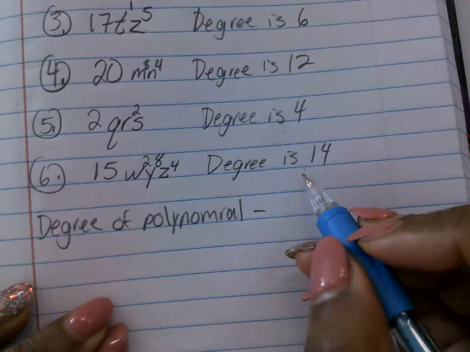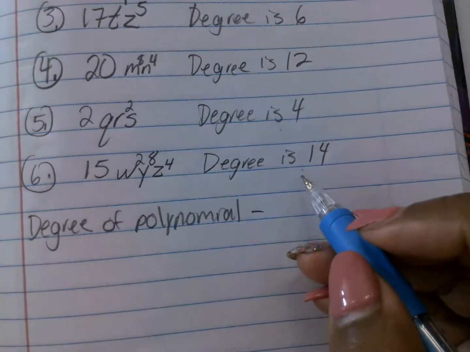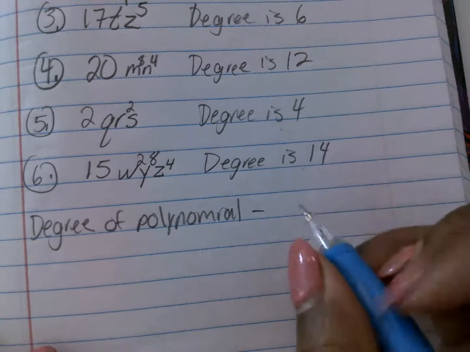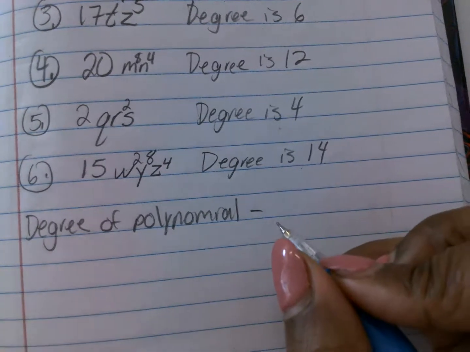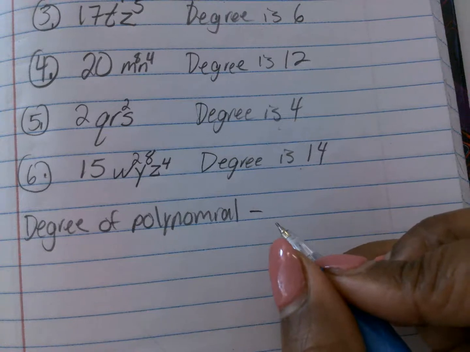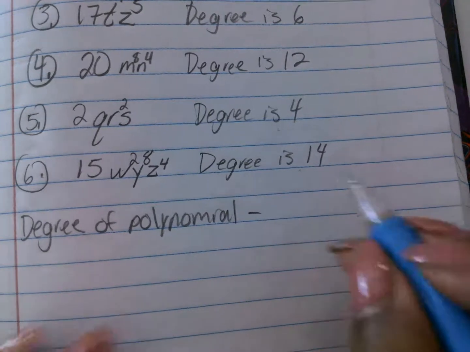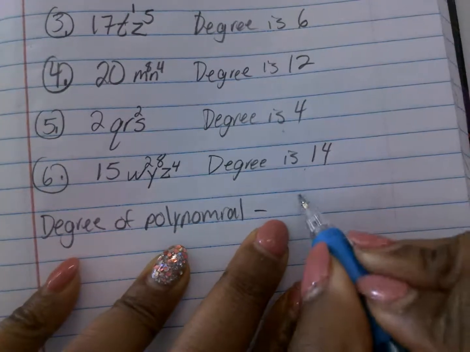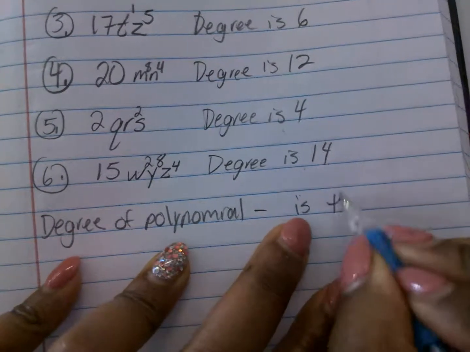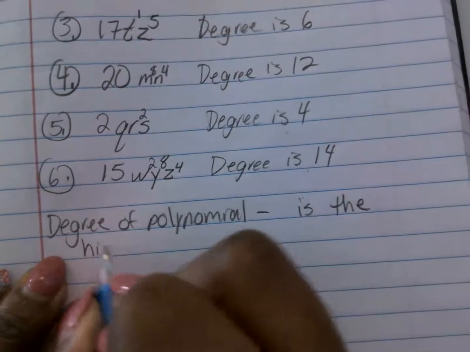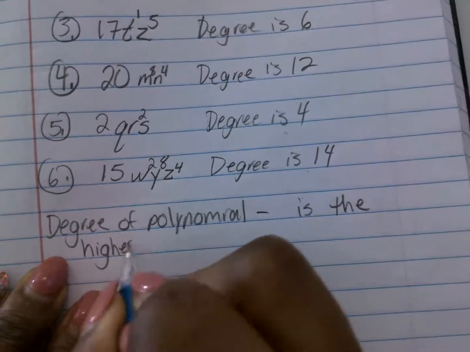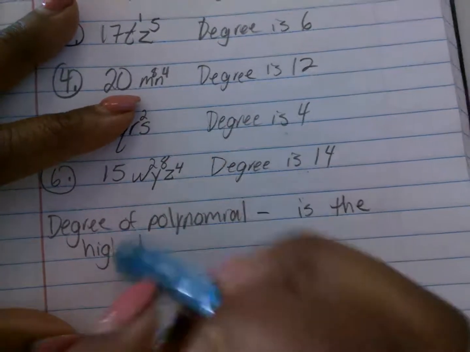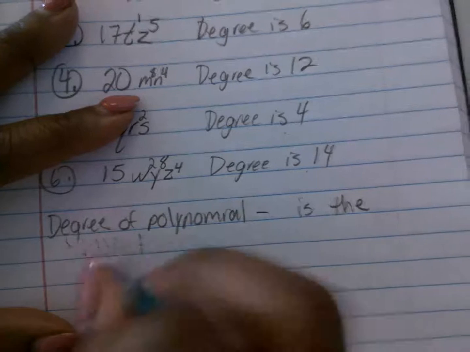For this, you're going to take the highest degree of the monomial. So you're going to find the monomial that has the highest degree, and that is going to be the degree of the whole polynomial. So the degree of the polynomial is the highest, or the monomial with the greatest degree.